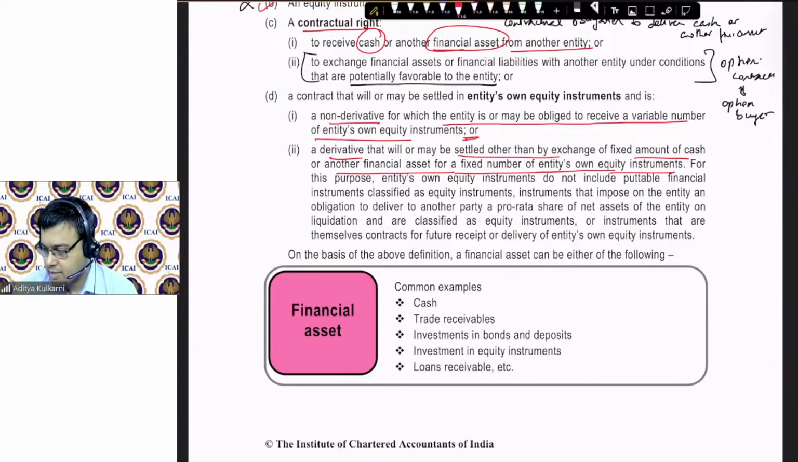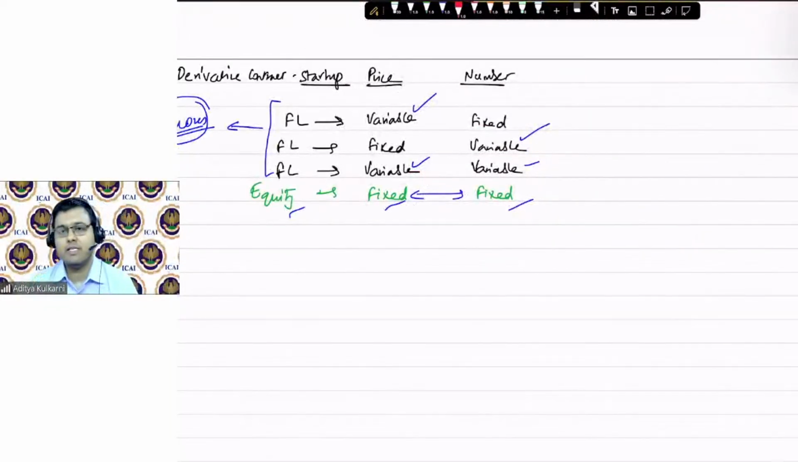Okay. So we have completed the discussion on financial liabilities. We quickly run through financial assets. These two similar clauses are there. And once that is done, we will proceed with closure of the first unit.